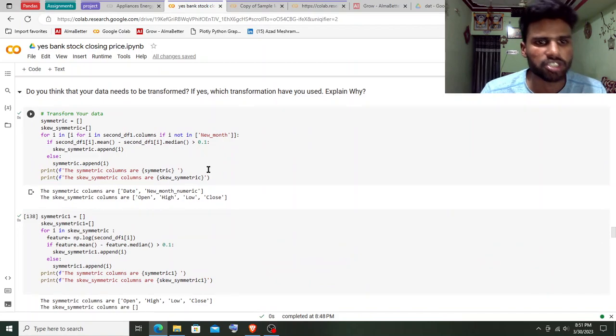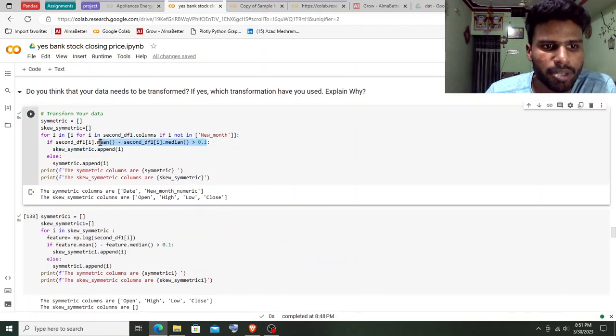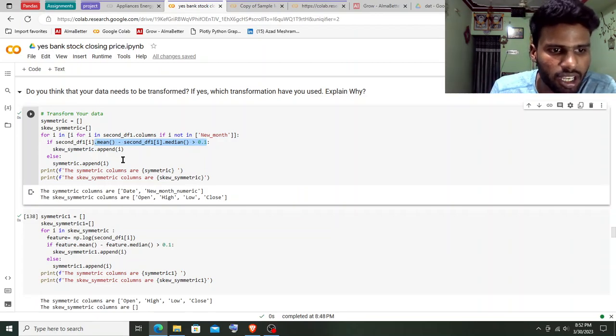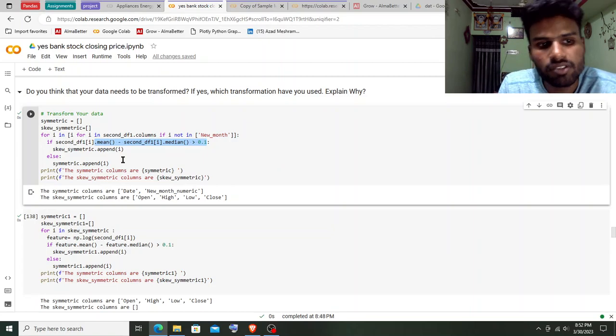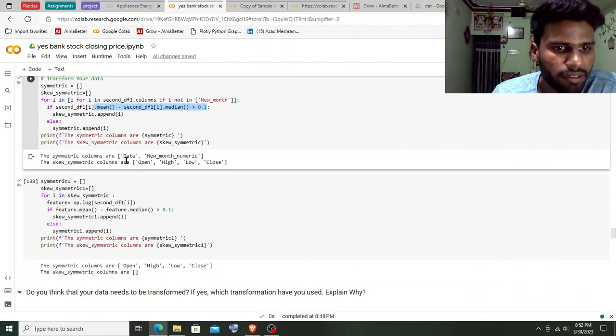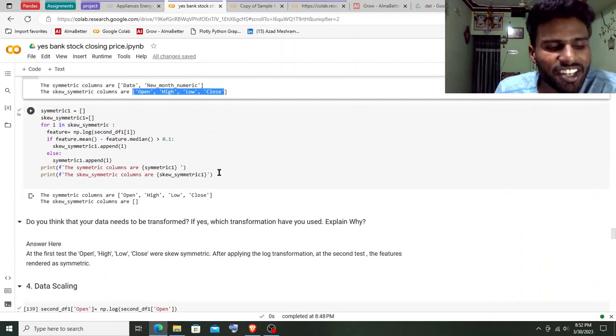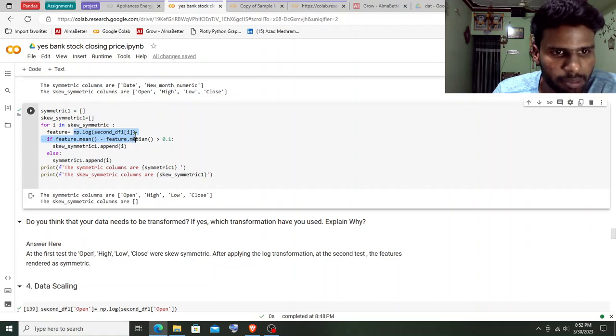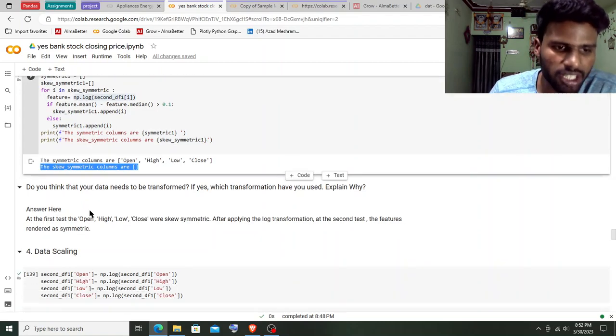Data transformation. For transformation, I have used this functionality, that wherever the difference between mean and median is more than 0.1, that would be my skew symmetric feature, and I have got these 4 features as skew symmetric. While I treat this, I have treated them by my log transformation functionality, and we could see now the skew symmetric columns are vanished, they are treated.